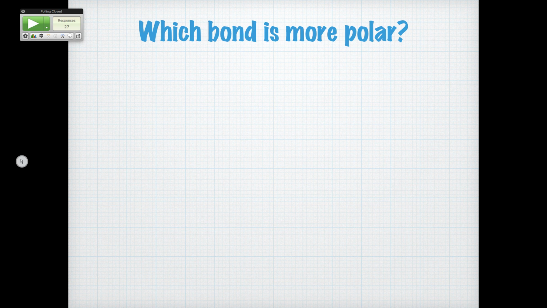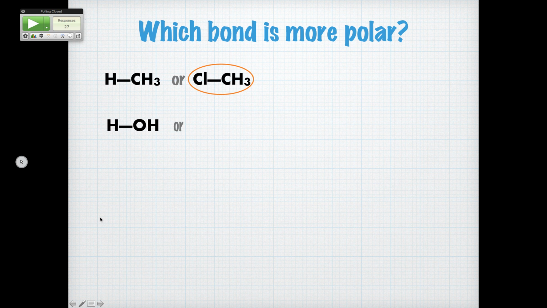Okay, which bond is more polar? Let's see how you're doing. So I've got a CH or a CCl. What do you think? Chlorine, yeah. Because the difference in electronegativity is greater between chlorine and carbon, okay? You'll notice that there are some CHs on that molecule too, okay?